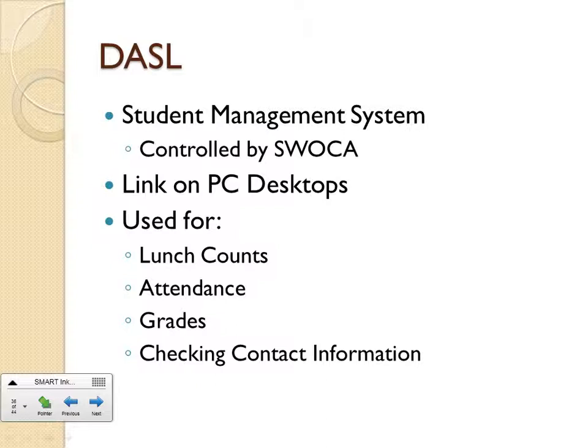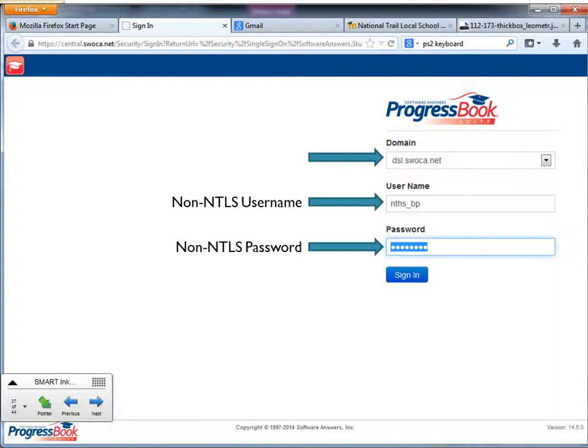And then you can check contact information for students there as well, which is also in Moodle, if you're trying to call a kid at home. This is what it looks like when you log on to Dazzle. The first thing you have to do is change this drop down so it says dsl.swoka.net. You put in your username and your password.